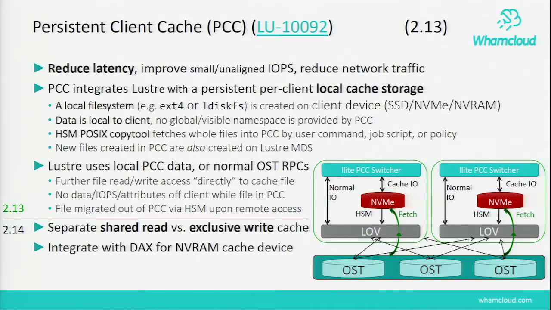And then if another client tries to access the file that was written locally, it uses the HSM mechanism and it pulls it out of the local memory or persistent memory or NVMe device and pulls it back into the shared storage. And so that's transparent to the applications, but can give very good performance when the files are located in NVMe.